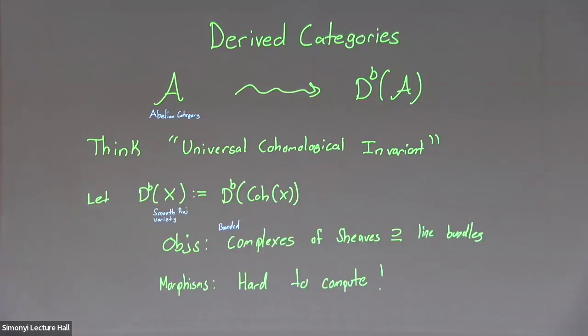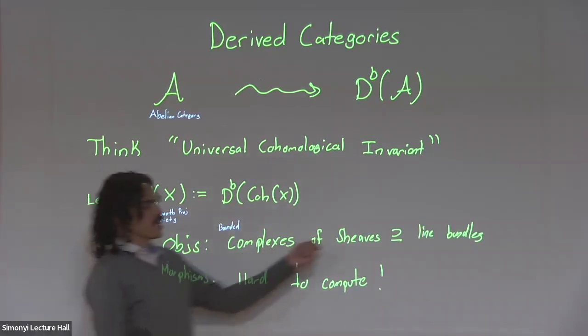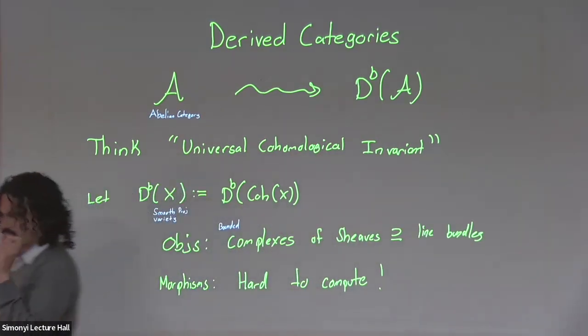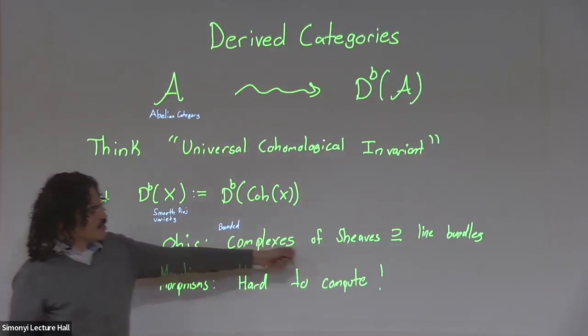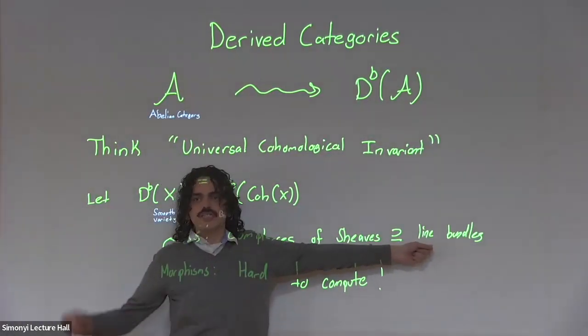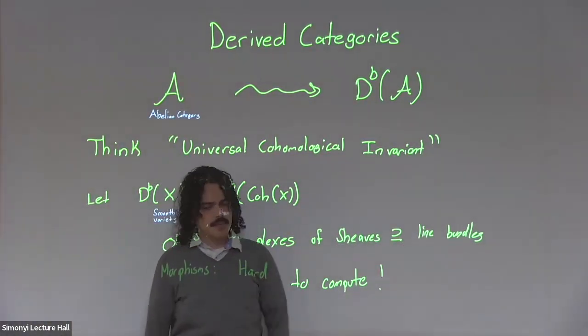For a nice variety, smooth projective, let's say, we can define the bounded derived category as the one corresponding to the category of coherent sheaves, which forms an abelian category. In terms of objects, these are complexes of sheaves. But really, what I want you to imagine is that we have these line bundles sitting inside this category. And in fact, line bundles actually generate this category when you're toric, which is nice, which means that you can think of these objects mostly as complexes of polytopes.